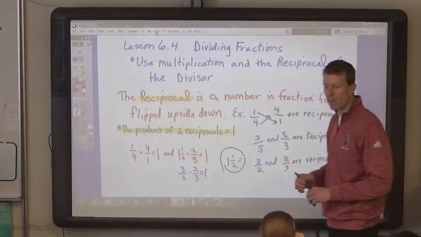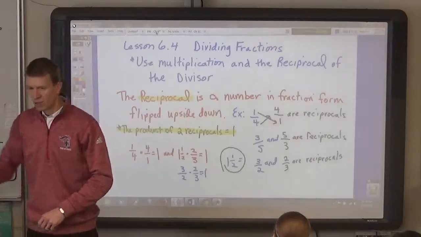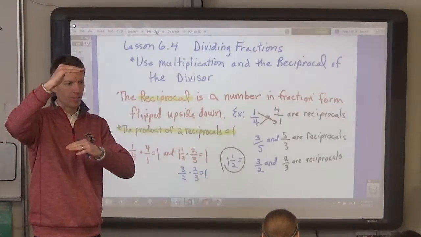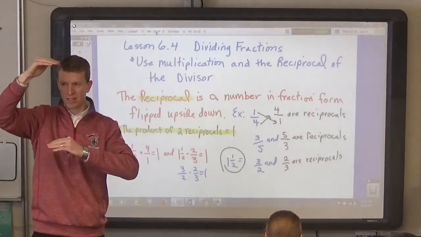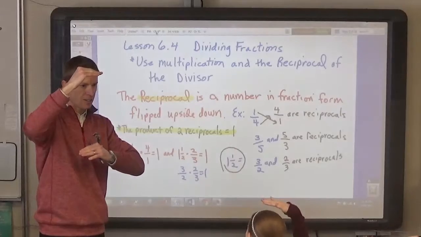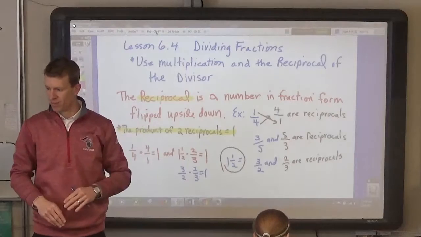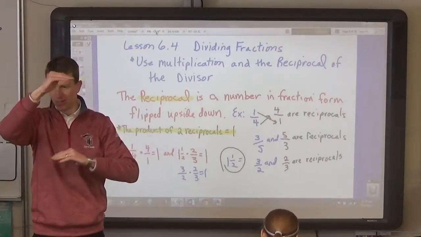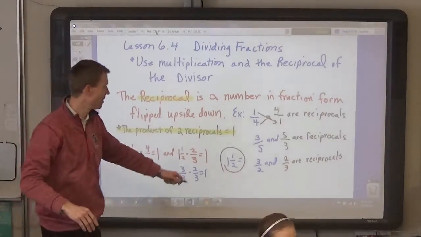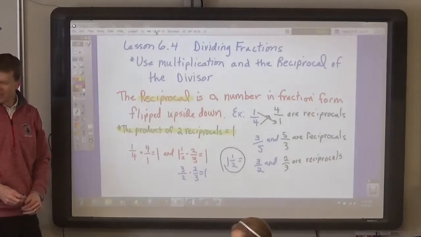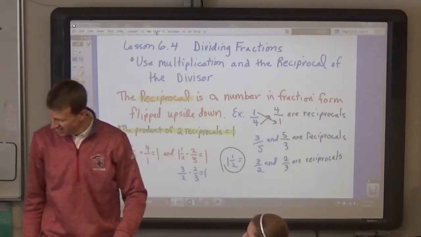So, let's talk about how to find the reciprocal first. You find the reciprocal, take the fraction. So show me the fraction. Here's the numerator, here's the denominator. Everybody, numerator and denominator. And to find its reciprocal, you flip it over. Yep. You flip it over. Exactly. Flip it over to find the reciprocal. Okay? Questions on that, Krista? No. Makes sense? Good.